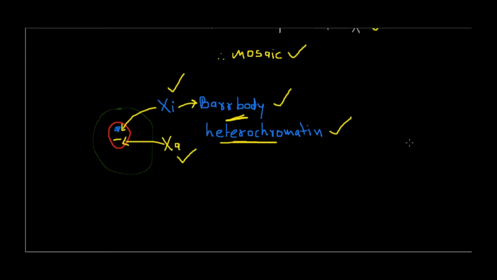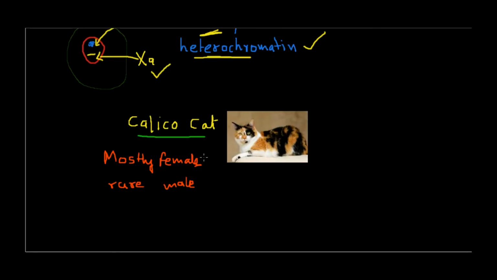Now the best example, if you want to observe this phenomenon of X inactivation, is in calico cats. Now we know for a fact that mostly calico cats are female, right? And male calico cats are very rare. So that means they have patches of black and orange color on their skin.